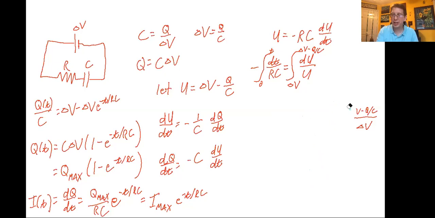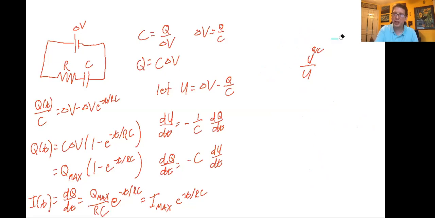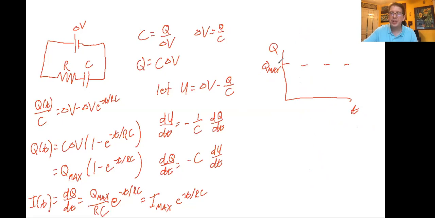And this is for a charging capacitor. The mathematics is somewhat similar for a discharging capacitor, but the end result is not the same. We'll go over the end result in a couple of minutes. But you have Q versus t. And so we'll draw a horizontal dashed line for Q max. And so you start at 0, and you keep approaching the dashed line, but you never actually get there. And so that's how Q looks.